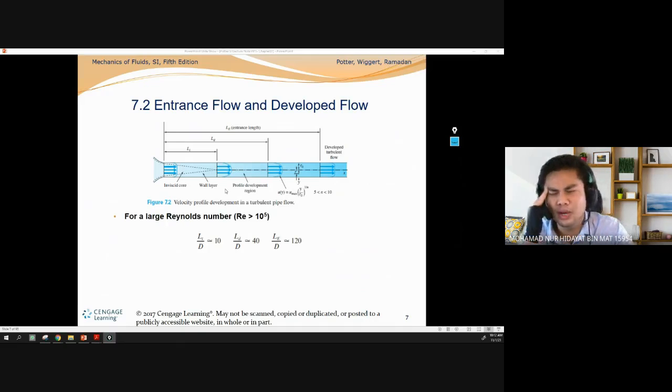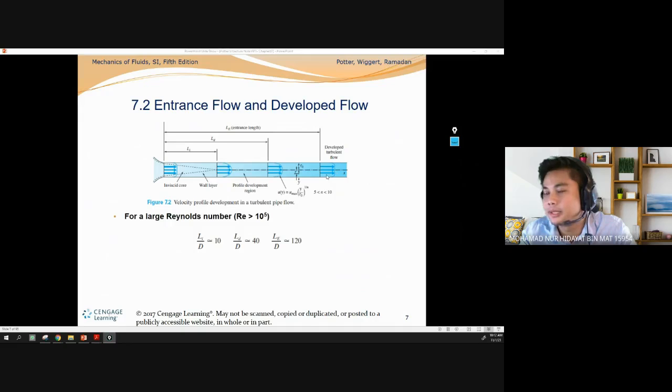When you talk about what is turbulent, turbulent is chaotic. The flow is very chaotic and the Reynolds number is very, very high, in this case more than 10 to the power of 5. So we also have the inviscid core, we have the profile development region, and then we have the entrance region.